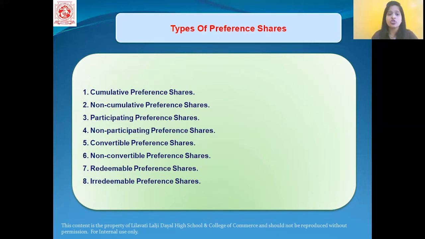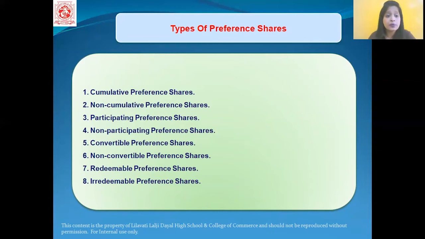So first type of preference share, students, is cumulative preference shares. So what is cumulative? The dividend on these shares goes on accumulating. If dividend is not paid in a particular year, that dividend is accumulated and paid in the next year. So that is cumulative. Non-cumulative, here the dividend does not accumulate. If the company has not made profits this year and is not declaring the dividend, their dividend will not accumulate. That dividend for that particular year will lapse. So dividend is only given out of the profits of that particular year.